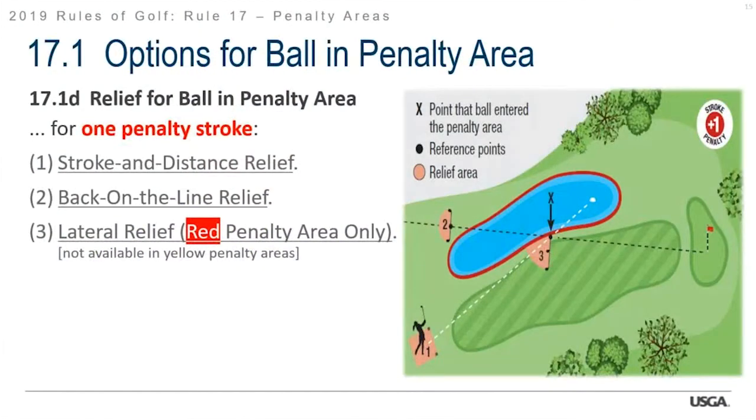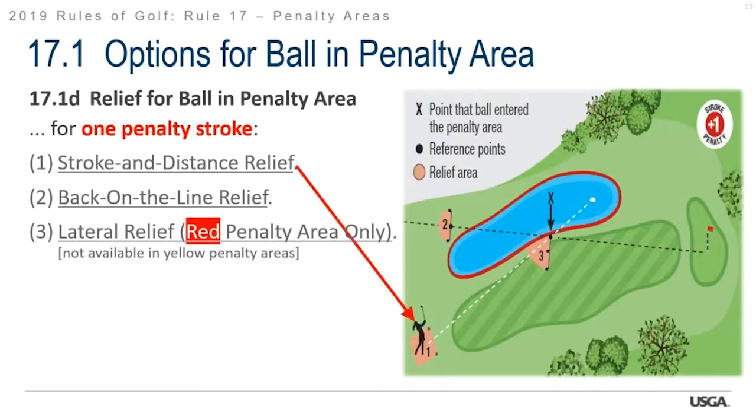All right, so for relief in the ball in the penalty area, we have 3 options if you decide not to play it as it lies. Number 1 is the stroke and distance relief. Number 2 is back on a line relief. And number 3 is the lateral relief, but that is for a red penalty area only. So 1 and 2 are going to be for red or yellow. Number 3 will be for a red penalty area only.